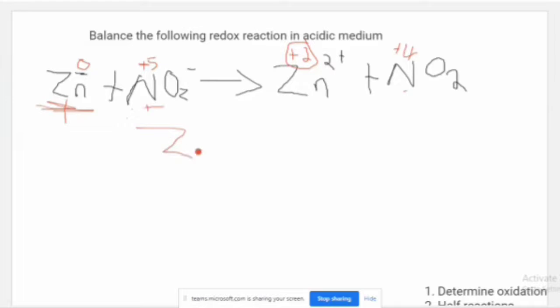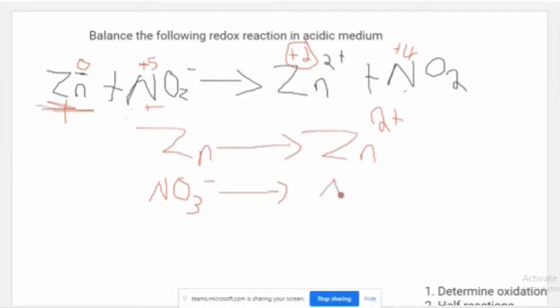So Zn is giving us Zn 2 plus. I've just gotten this from this equation here. Zn is giving us Zn 2 plus. Then NO3, not NO2. This is NO3 minus giving us NO2. These are the two half equations.